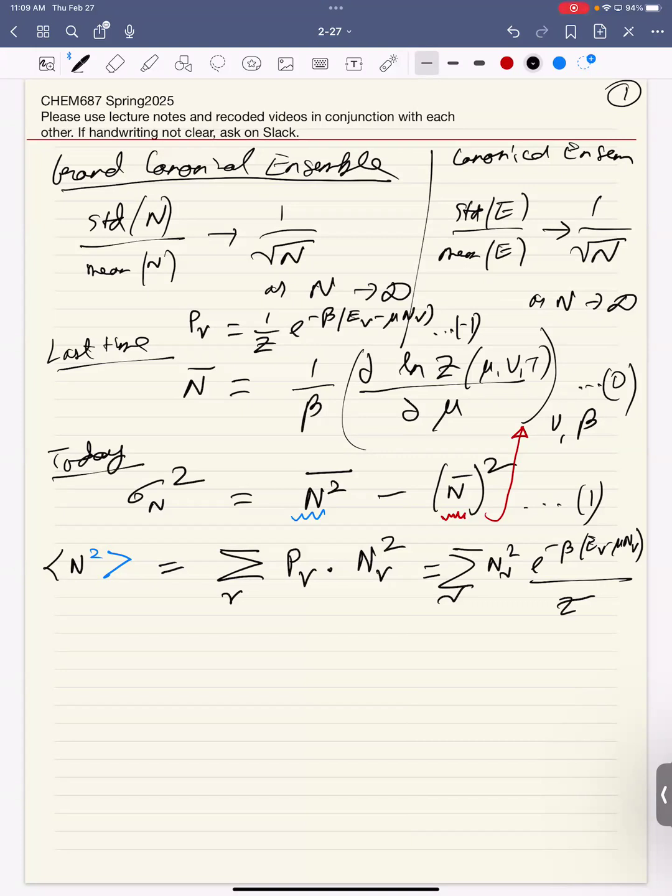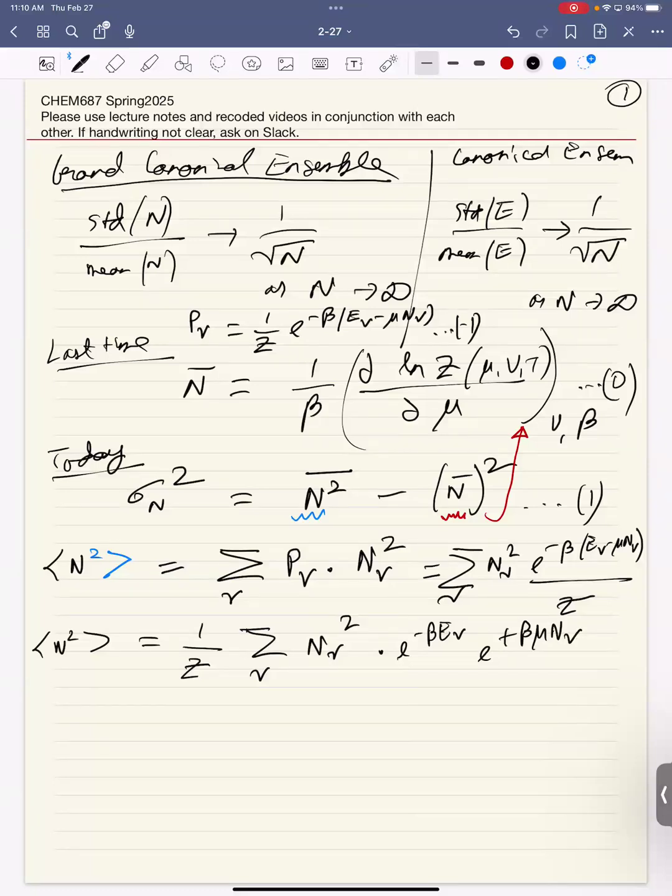Let's keep going. Let's write it down explicitly. So N square is now, and all I'm going to do next is algebra, just manipulating terms. So I put the Z outside. I take the Z outside the summation because it does not depend on nu. I have summation nu now. Then I have a N nu square multiplied by 2 exponentials. So the first one is e to the power minus beta E nu. The second one is e to the power plus beta mu N nu.